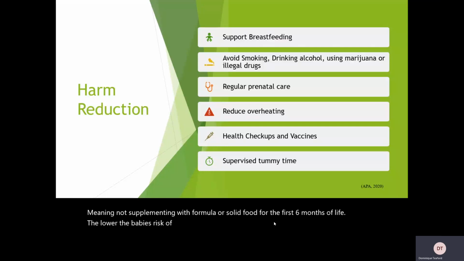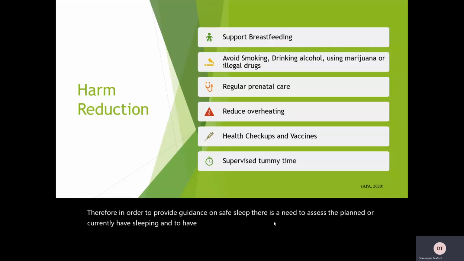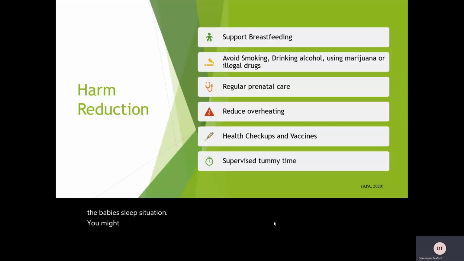But the key thing is that breastfeeding is not what's best for every family. Therefore, in order to provide guidance on safe sleep, there is a need to assess the planned or current way of sleeping and to have a conversation about how they may increase the safety of the baby's sleep situation. You might ask, are they co-sleeping? Or do they mean room sharing or bed sharing? Then we must provide honest, evidence-based information and work to find common ground.